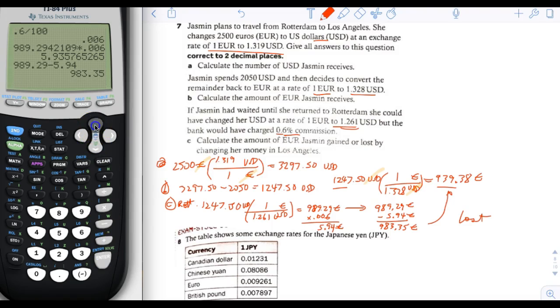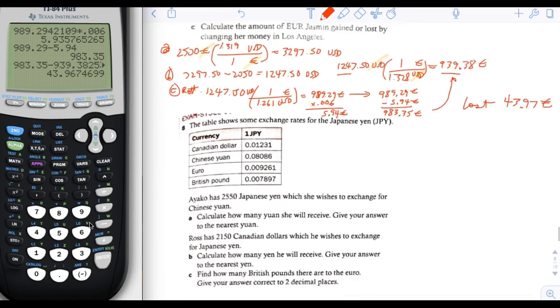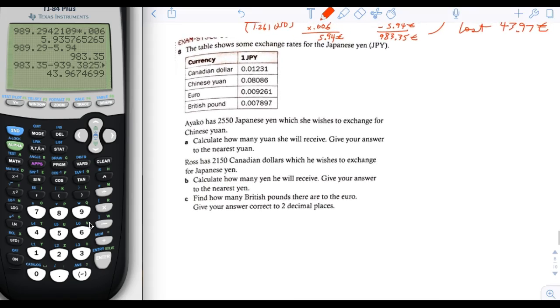So I'm going to do 983.35 minus the amount 939.38, which is 43.97. So she lost 43.97 euros by exchanging in Los Angeles instead of Rotterdam. Okay, let's go to the last problem on this page.